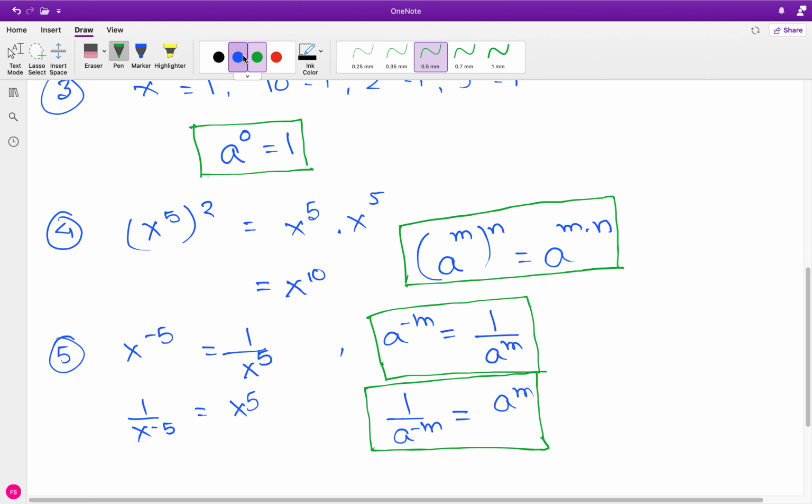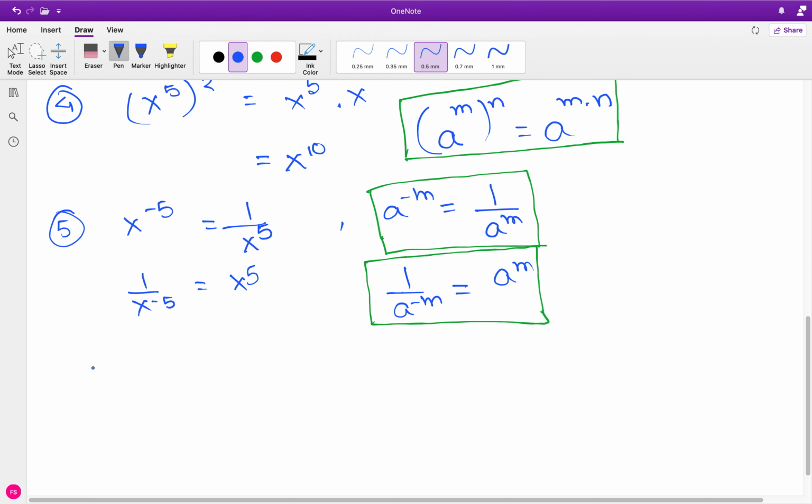Now let's move to the sixth rule. The sixth rule is about exponents that are fractions as well. For example, x to the power of 1 over 2, a half. What does it mean? It means that this equals the root of x.